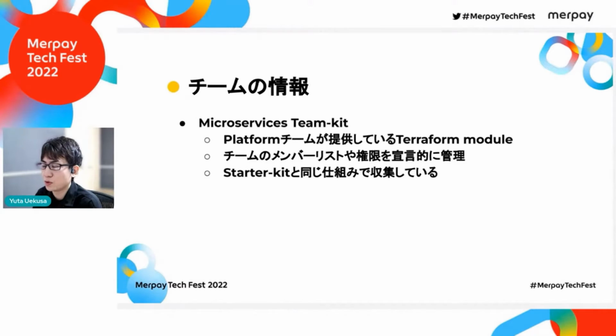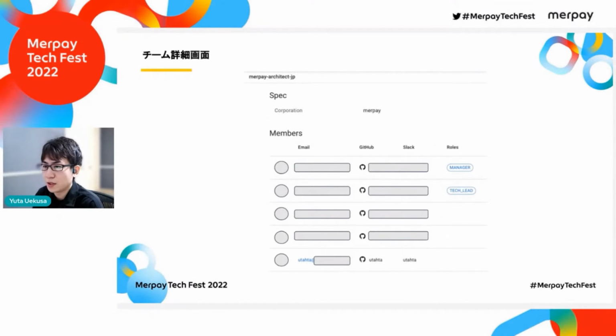The data for the Team Kit is collected using the same mechanism as the Starter Kit described earlier. Here is a screen visualizing the team's information collected. Team members are listed, and it is easy to see at a glance who is in which role. GitHub accounts and Slack mentions are also collected as data, which can be tracked on this screen. The ability to clearly identify the roles of each team member has made it easier to find out who the manager is when, for example, I need to consult with another team's manager.